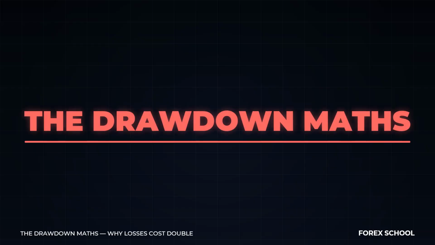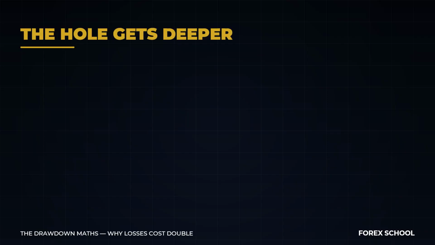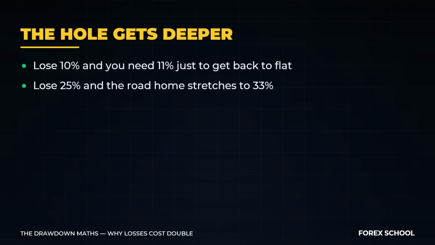Let's begin with the mathematics nobody shows beginners, the reason professionals talk about defense before they ever talk about entries. Losses and gains are not symmetrical, and the difference is bigger than you think. Here is the asymmetry at the heart of everything.